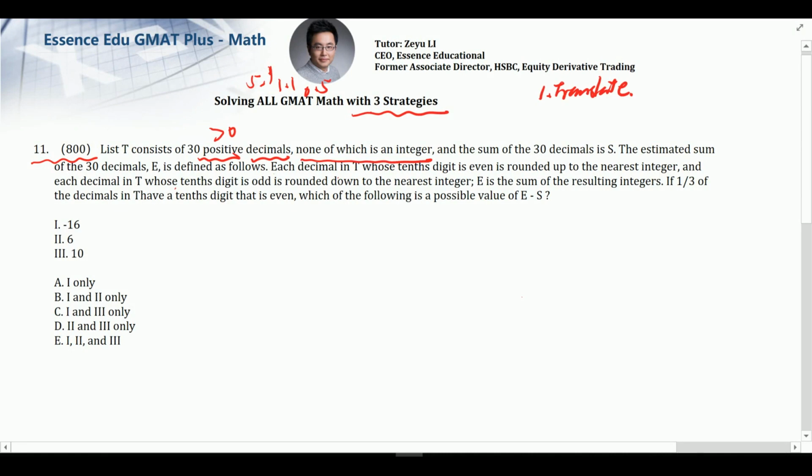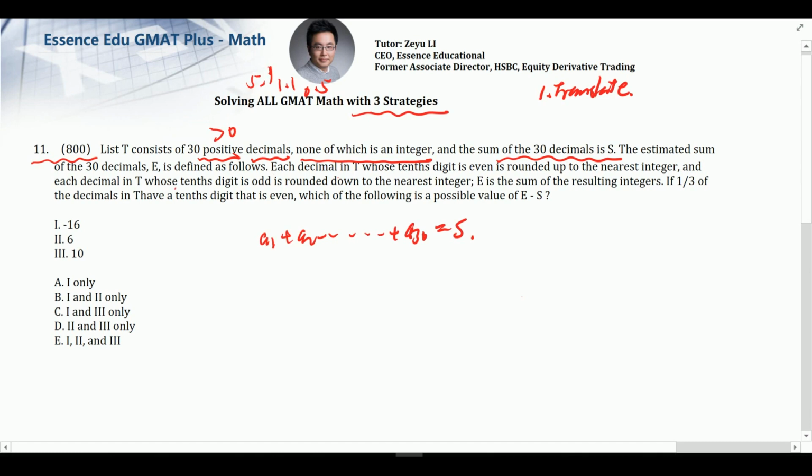And the sum of the 30 decimals is S. I want to translate this sentence. Do you know each of these decimal numbers? You don't. If you don't know something, what do you do? You use letters to represent the unknown. That's the basic idea of algebra. So let's call them A1, A2, up to A30. Write 30 numbers. The sum is S.